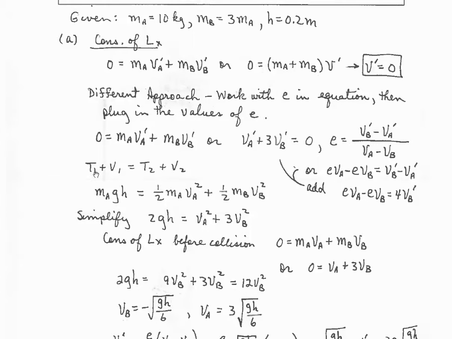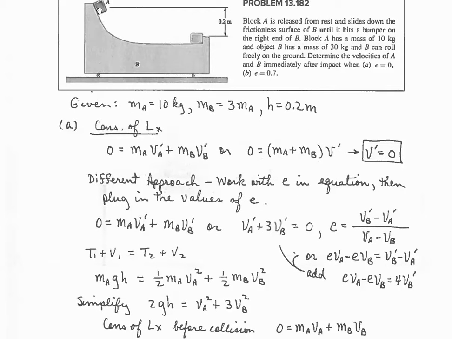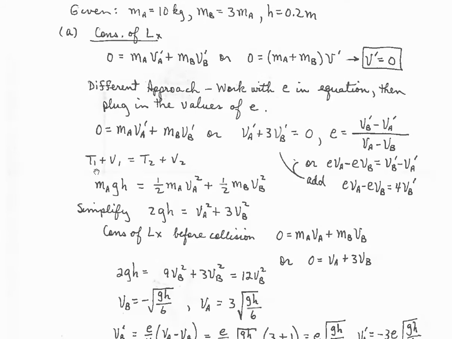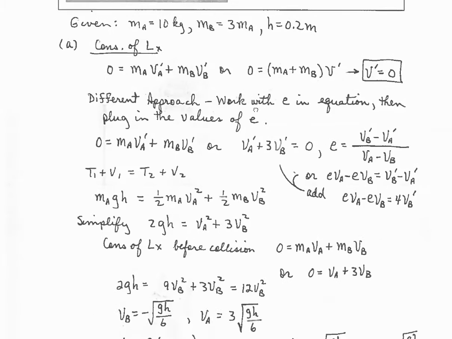Now we're going to look at the conservation of energy for the part where we're sliding down the surface, because there are no non-conservative forces doing work on the system while this slide is taking place. That's just before impact that we have conservation of energy. So the kinetic energy at the beginning is 0, the potential energy is m g h, that's m sub A times g times h. And then T2 is 1/2 m_A v_A squared plus 1/2 m_B v_B squared. There is no potential energy there because we chose the zero level to be at this level right here.